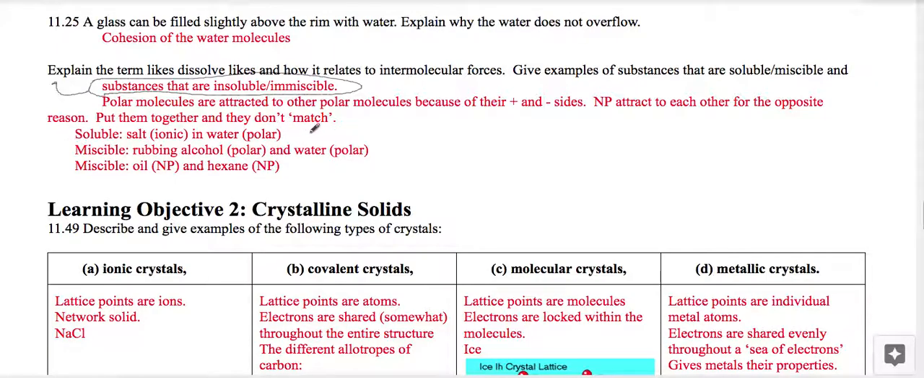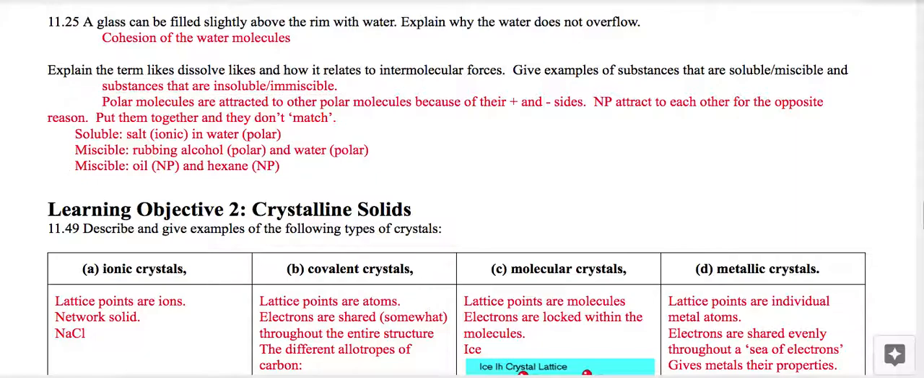An example of likes dissolve likes is an ionic compound in a polar solvent. So this is an ionic solid, and here we have the polar. So ionic and polar works, polar and polar works. Rubbing alcohol is polar, and so is water, so those two things mix. Miscible is for liquids. Soluble is solid and liquid. So this would be not miscible: oil and hexane. Oil is nonpolar, hexane is non-polar, and so those are some examples.